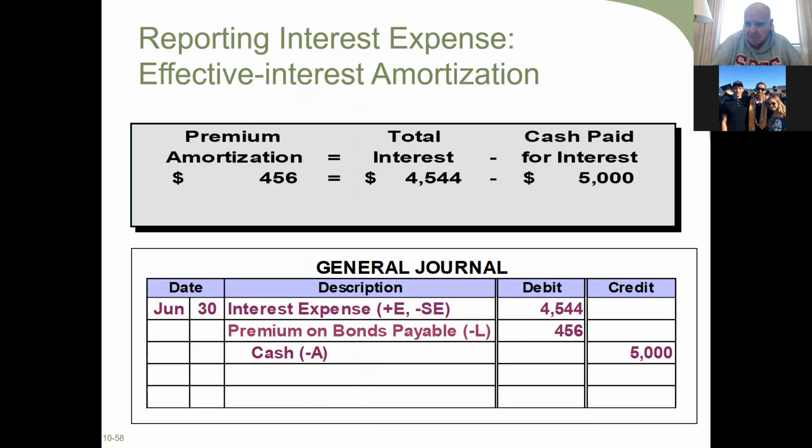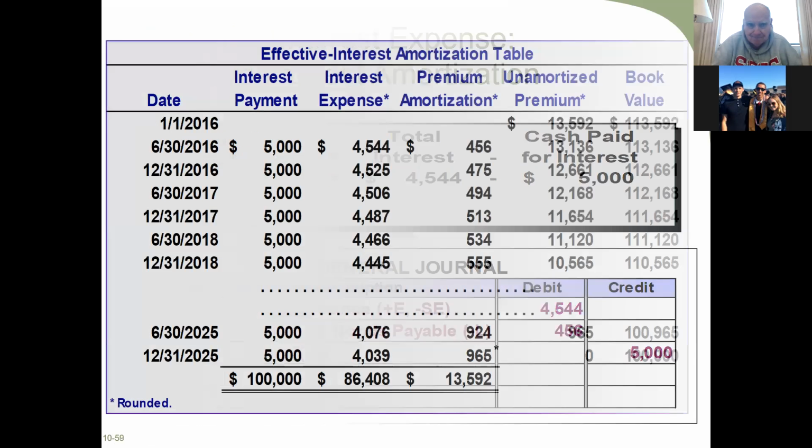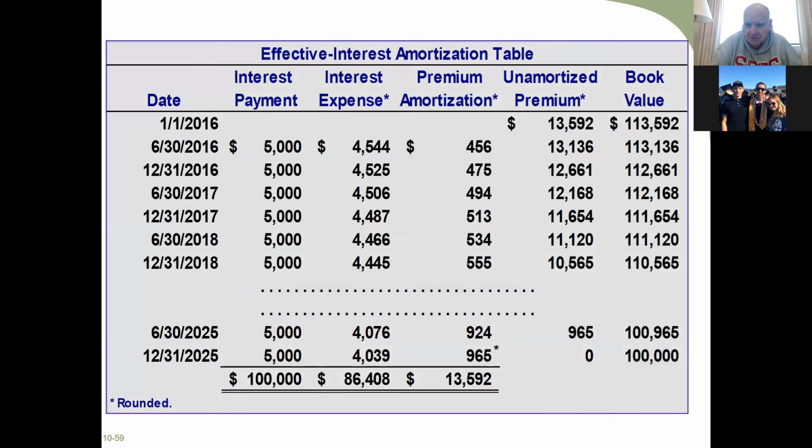The straight line amortization method is inferior, but easier to understand, right? Yeah. This method here, you have to understand that the formula for interest expense is net book value times the market rate. That's where we got the interest expense. We know we're paying 5, and here we're debiting that liability account called a premium. Okay. Here's our table.